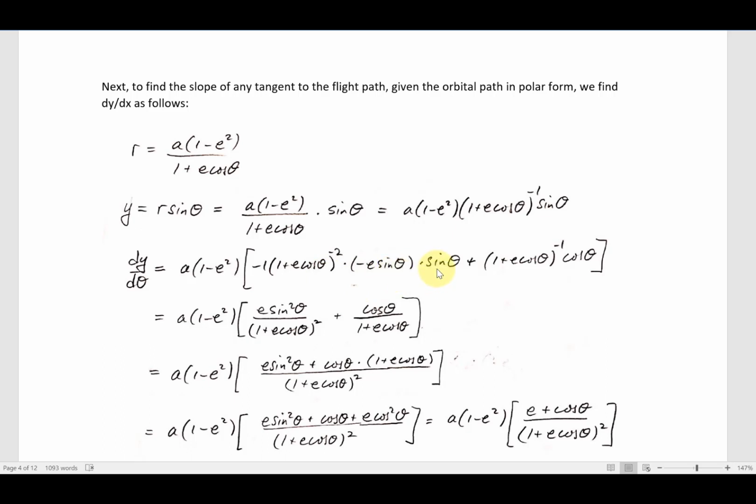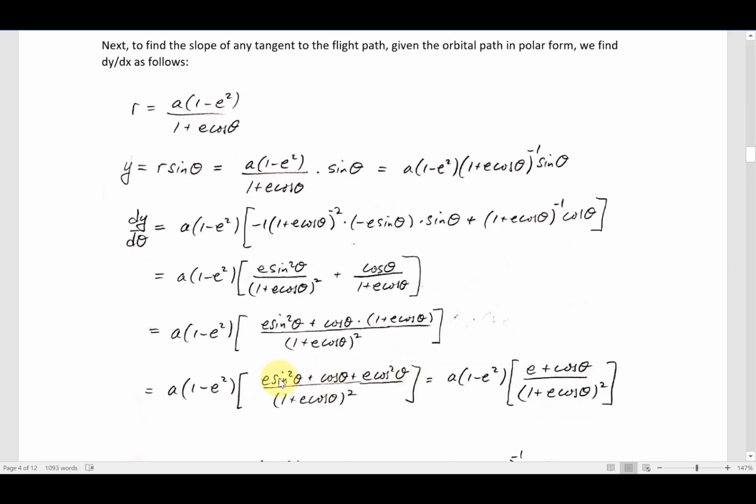And then this plus sign here, this is because I'm doing product rule with these two factors. So I'm doing the derivative of the first factor, all of this stuff, times the sine, plus now the first factor times the derivative of sine. That's the cosine. So once I've got those two terms, I'll write them back as fractions, get a common denominator, combine the numerators. One thing that's kind of neat here is that there's an e sine squared and e cosine squared. So you can factor out e. Sine squared plus cosine squared is equal to 1. So you just get e plus cos theta. This is e, the eccentricity, right? Not the number e.